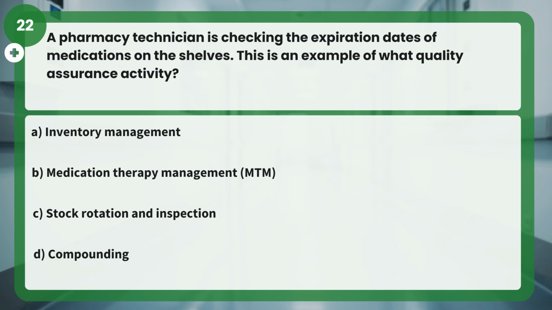Question 22. A pharmacy technician is checking the expiration dates of medications on the shelves. This is an example of what quality assurance activity? A. Inventory management. B. Medication therapy management, MTM. C. Stock rotation and inspection. D. Compounding.